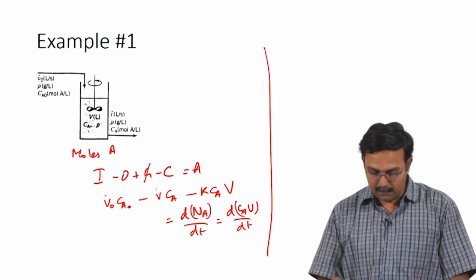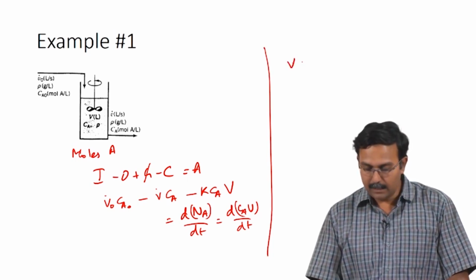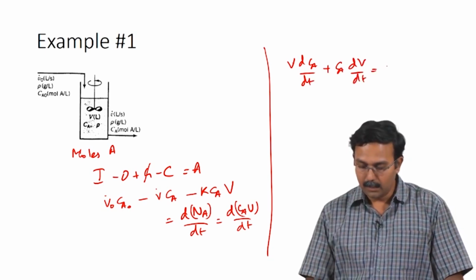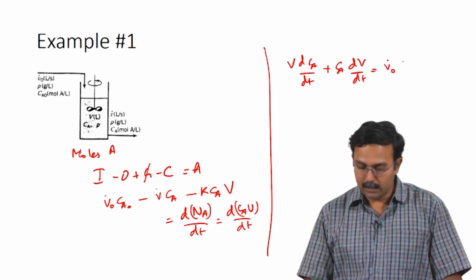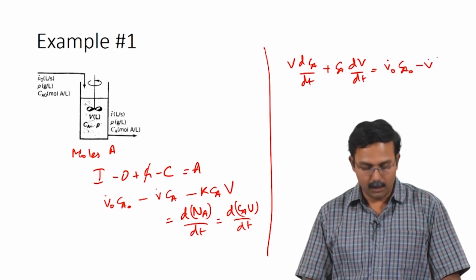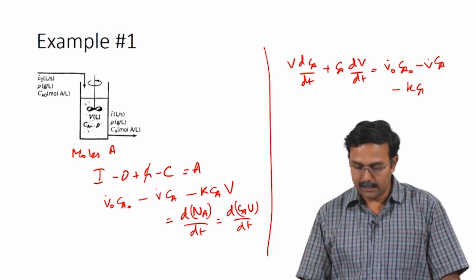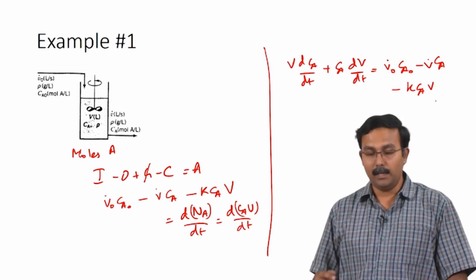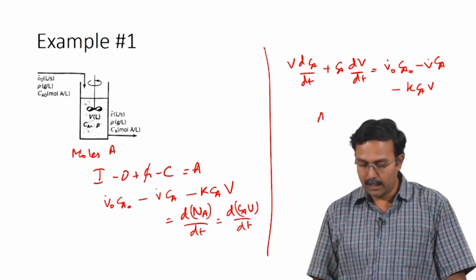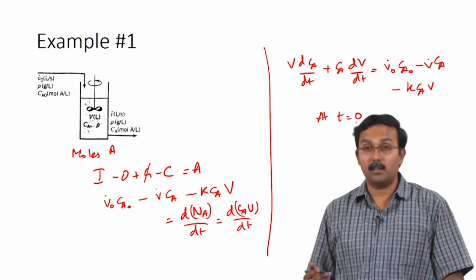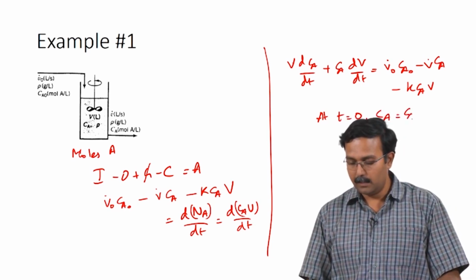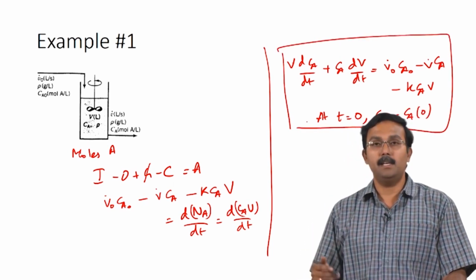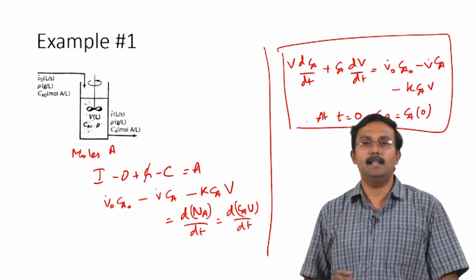the equation can further be simplified to get V dCA by dt plus Ca dV by dt equals V naught dot Ca naught minus V dot Ca minus K Ca V. So, this would be the differential equation. Now, we also need to write what would be the initial condition. At time equals 0, we do not know what the concentration of A would have been, so we can just say Ca equals Ca of time 0. So, this would be the initial condition. With this, we have the differential balance equation for number of moles of A and the initial condition.